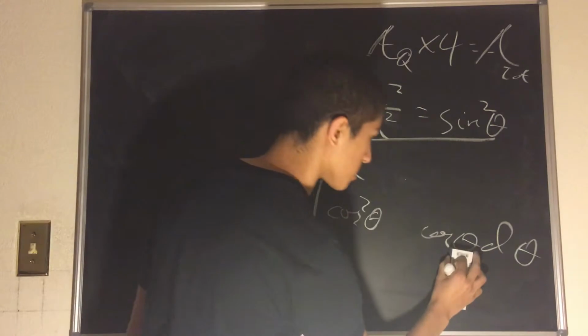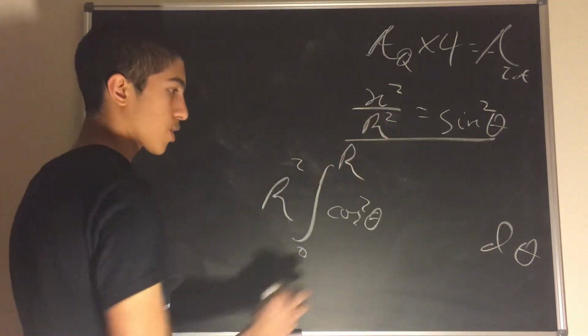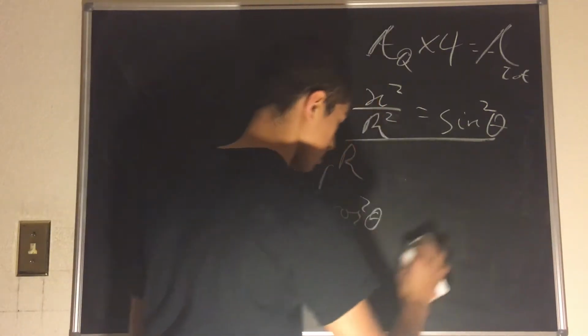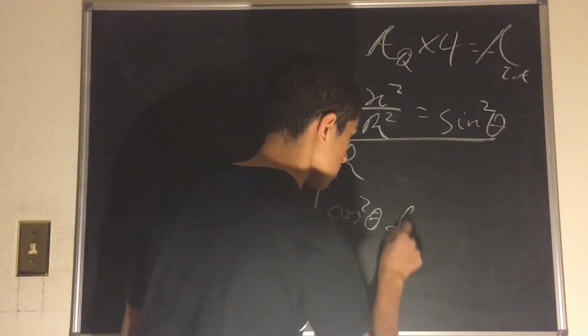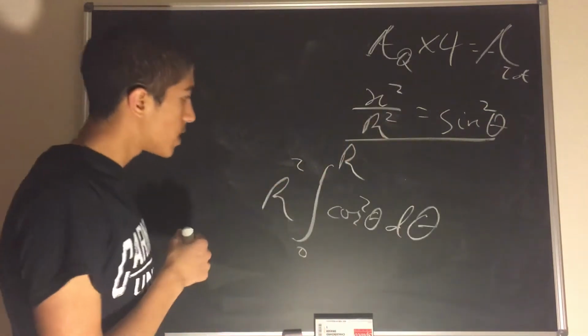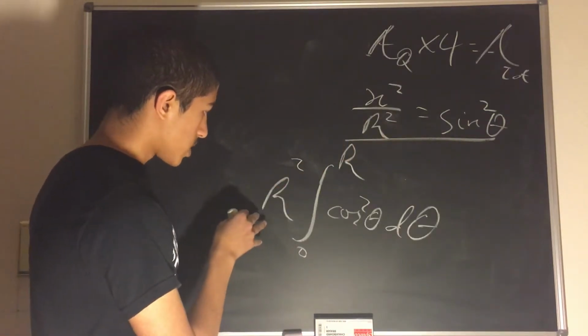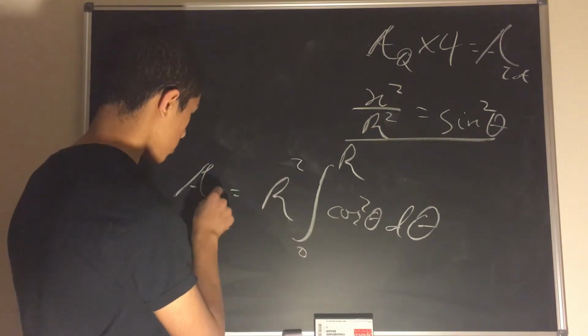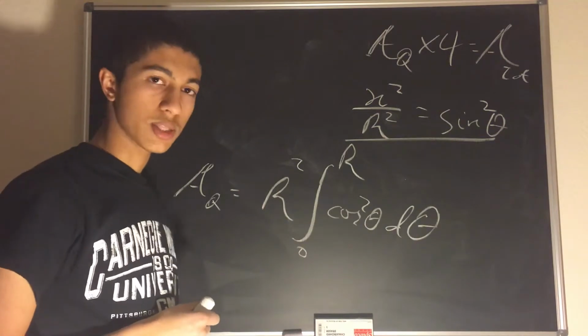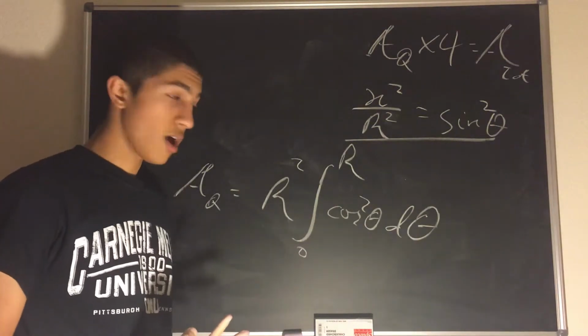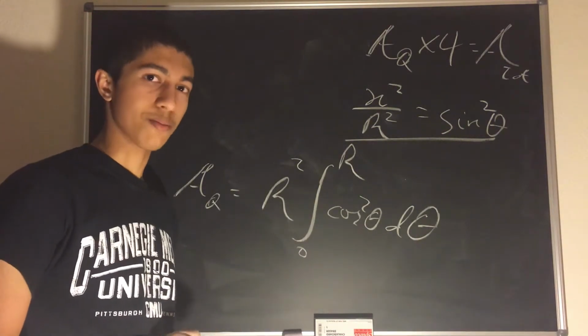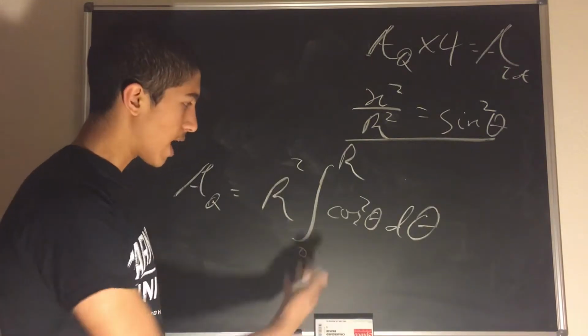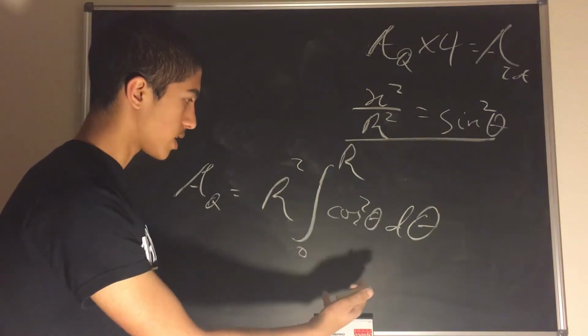Wow, everything's falling into place. And then we have cos squared theta times d theta. So let's bring that d theta closer. And we have our integral, which is area of a single quadrant is equal to r squared times the integral from 0 to r of cosine squared theta d theta. And this is wonderful because we have an easy trigonometric function to integrate.